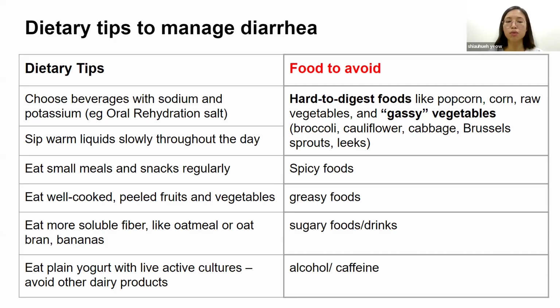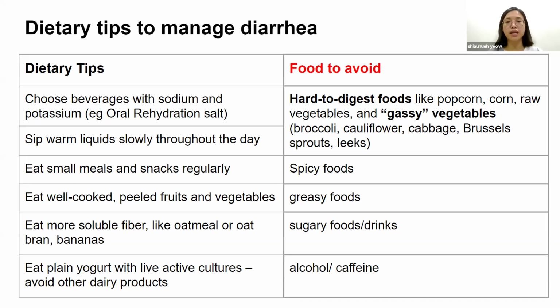So increase more soluble fiber like oatmeal, oat bran, and bananas. Plain yogurt may also help to build the live active culture in your colon, but try to avoid dairy products because that could possibly contribute to diarrhea as well.